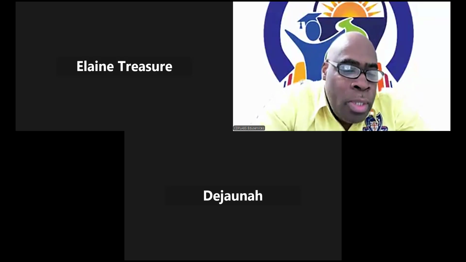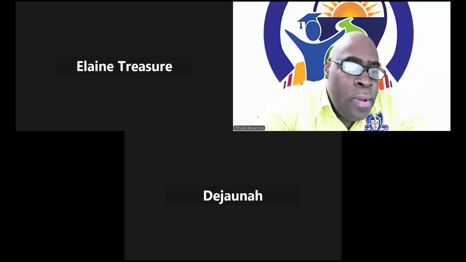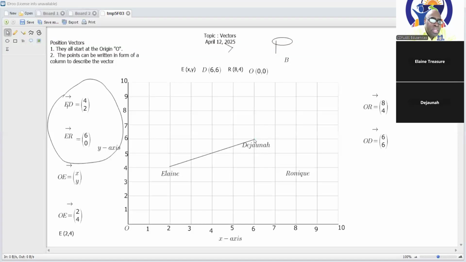All right, but there's one question though that you never answered, Dejani. Tell me, what is the vector from Dejani to Ronique? That's yours. Number 1, 2, 2. So 2 and 2. But there's something you have to fix up with that 2, 2 there.